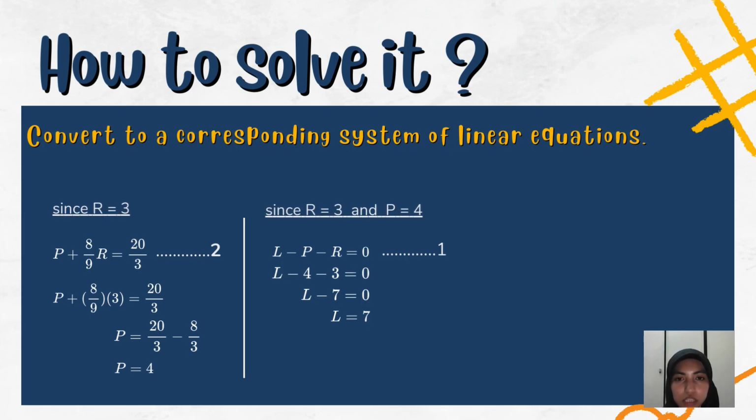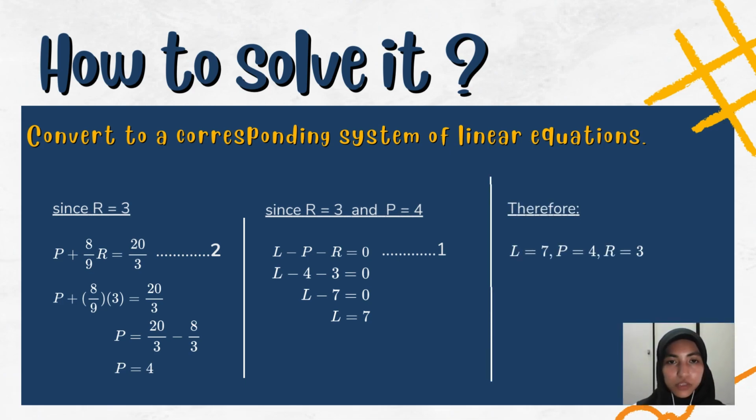Since we already know that R equals 3, and when we solved the second equation we got P equals 4, we can solve the first equation, which is L minus P minus R equals 0. We replace R with 3 and P with 4. We get L minus 4 minus 3 equals 0. We calculate and get L minus 7 equals 0. We move negative 7 to the right and get L equals 7. Therefore, after we solve the system of linear equations using back substitution, we get L equals 7, P equals 4, and R equals 3.